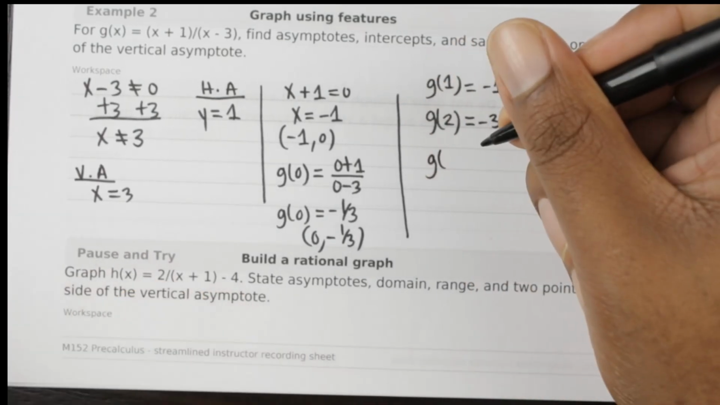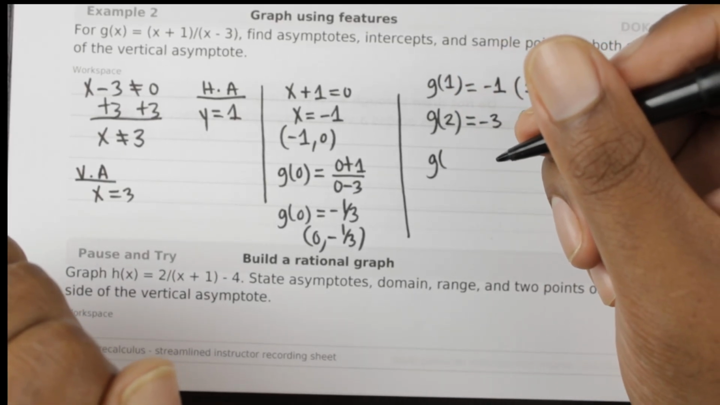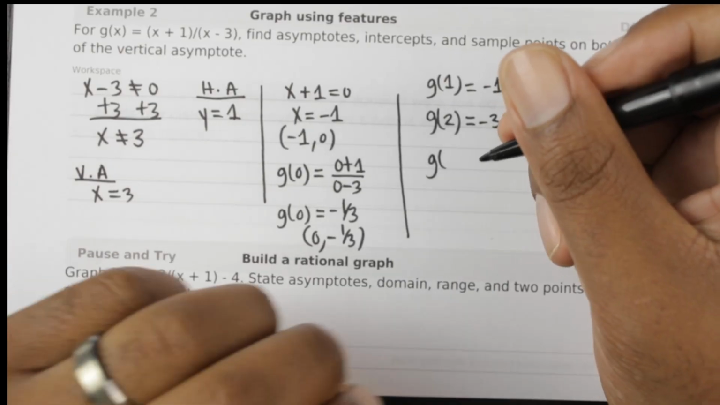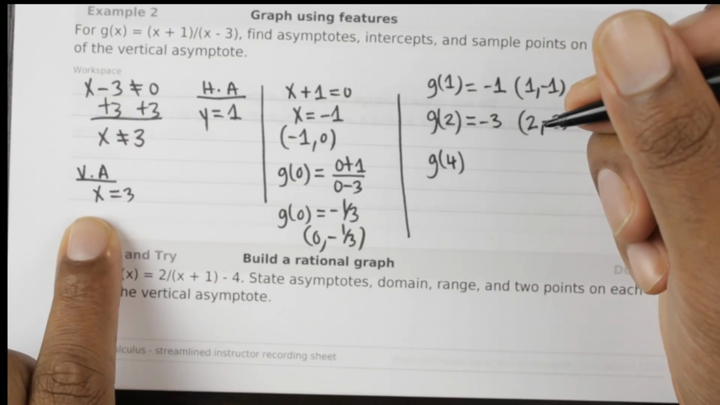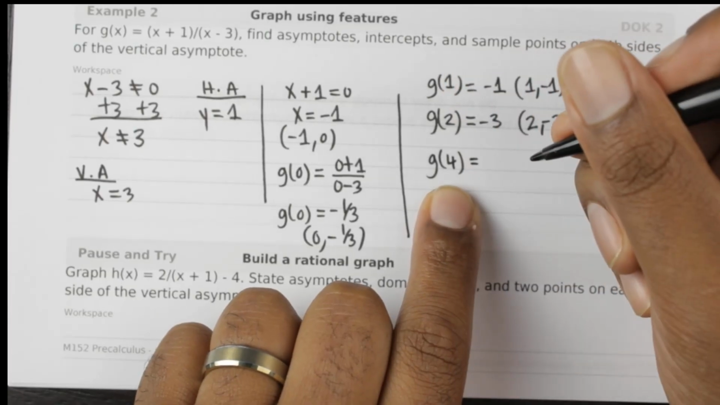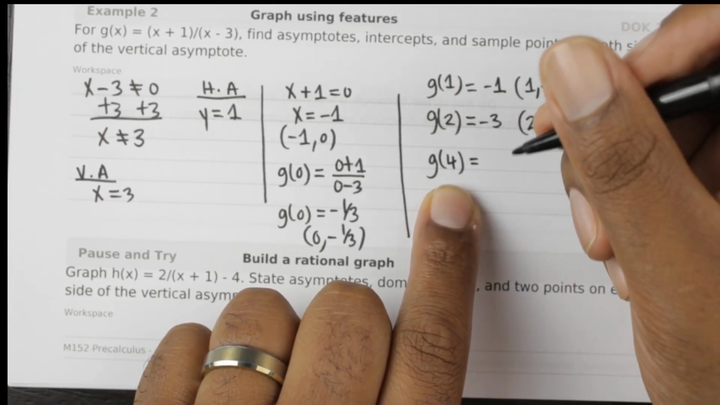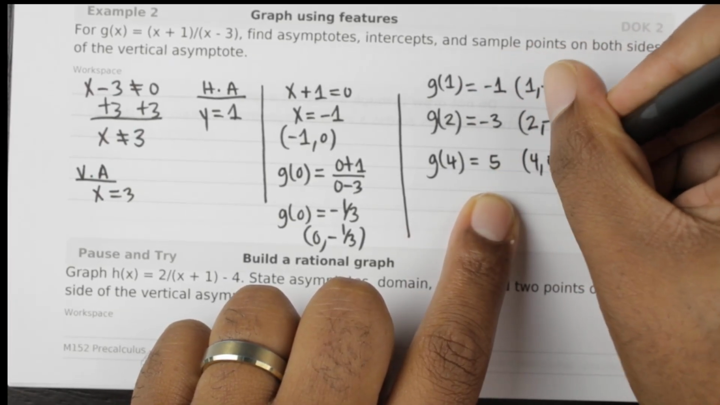If we used, let's see, now let's use 4 and 5 on the right hand side. So we'll use 4 because we can't use 3, right? We'll use 4. So g of 4 is 4 plus 1 over 4 minus 3, which would be 5. That would be 4, 5.